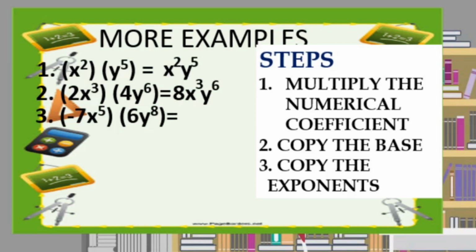So number 3, we have negative 7x to the fifth times 6y to the 8th. So you've noticed that the signs are different. So the product should be a negative. So negative 7 times 6, you will have negative 42. And then copy the base, x, and its exponent, which is 5. Then copy again the base, y, then the exponent, 8. Alright? Now let's have some more.